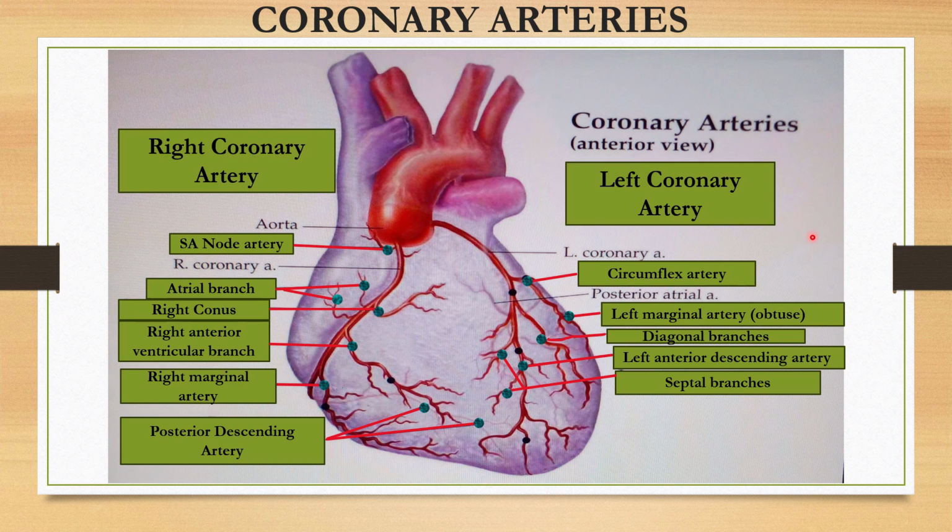Likewise, the left coronary artery gives rise to numerous branches: circumflex artery, left marginal artery, which is otherwise known as obtuse, diagonal branches, left anterior descending artery, and septal branches. So, the important thing about the coronary arteries is that these arteries are not the same for all. There are a few changes and it differs from person to person. Let's talk about each artery in detail.